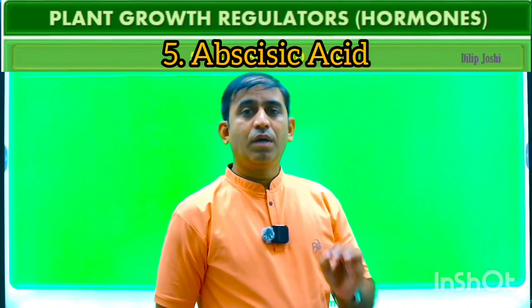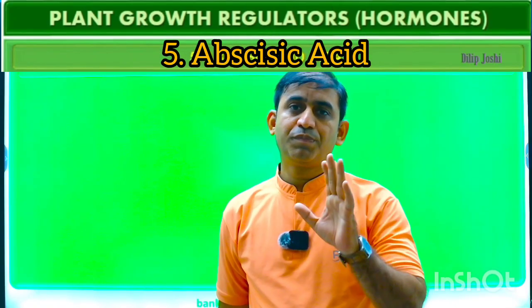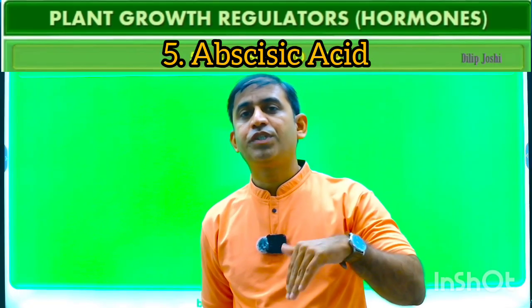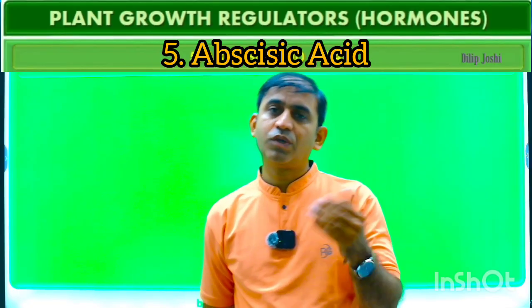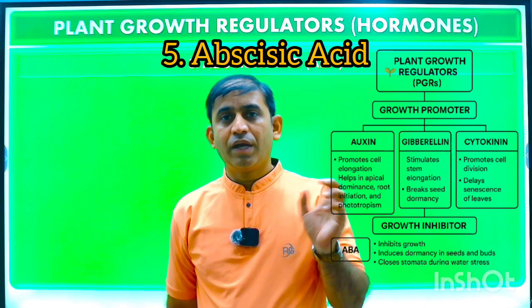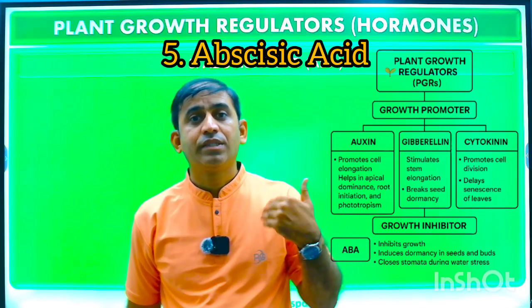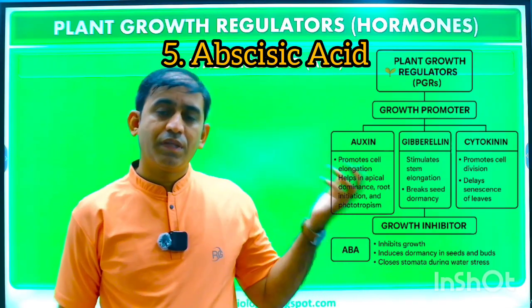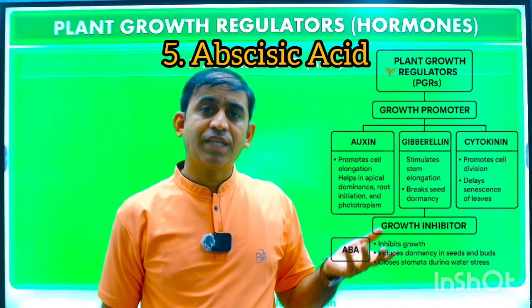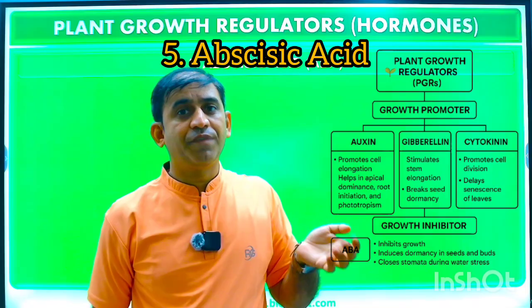The hormone is abscisic acid. It is purely a plant growth inhibitor hormone and is antagonistic to most of the growth hormones, that is auxin, cytokinin, and gibberellin. These are growth promoters, and abscisic acid acts in the opposite direction to them.